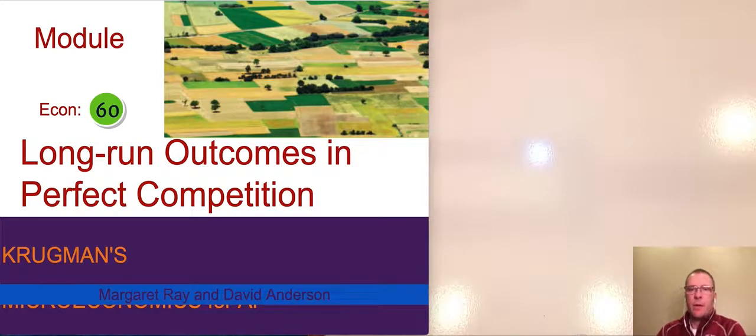This is Module 60, Long Run Outcomes in Perfect Competition. It's a little bit of review from stuff that we did last time, and it just takes a little bit. You've got to keep doing it.